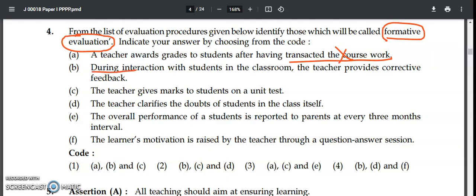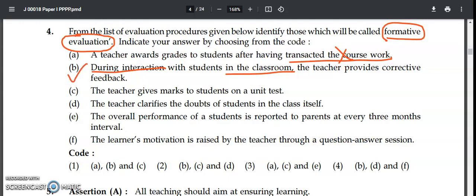Next, during interaction with the students in the classroom, that is the most important. I told you that formative evaluation means evaluation of the students will be done within the classroom itself. That means the teacher will ask the questions to the students while the class is going on, and the student will answer that question. If the answer is correct, then the student will keep silent. If the answer is wrong, then immediately the teacher will correct the response given by the student. So in the formative evaluation, the quick learning happens without delay. And the next one, so we can take B as correct.